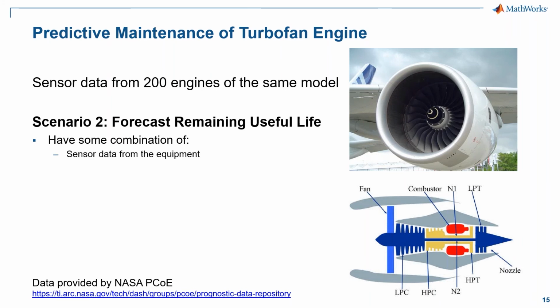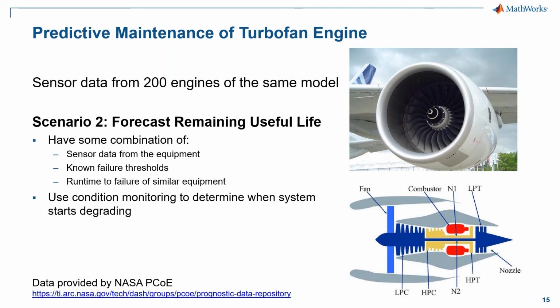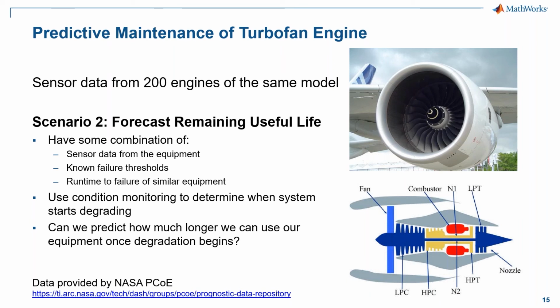Now, when we do this, we're going to have some combination of sensor data from our equipment, known failure thresholds, and/or runtime to failure of similar equipment. Okay. We're actually going to use condition monitoring to determine when the system starts degrading. So we would still be using that model we built before. And then once it starts degrading, we would use our remaining useful life estimator in order to predict how much longer we have until our system is going to be run off for failure. So condition monitoring tells us the current state, and then our remaining useful life tells us how long we have until failure is actually going to occur.